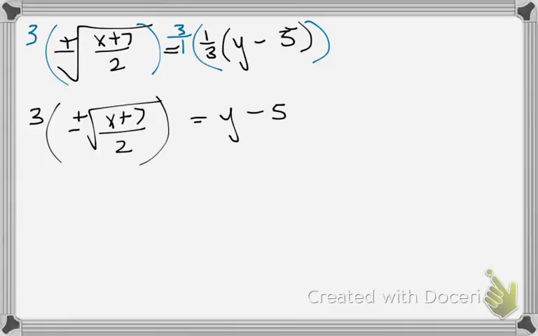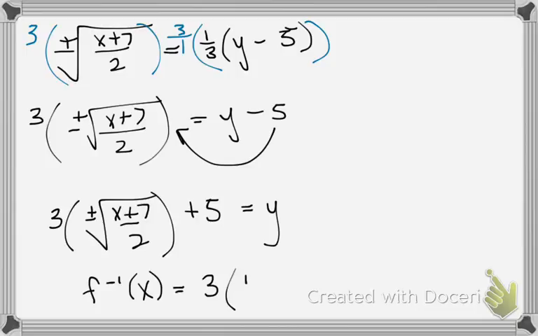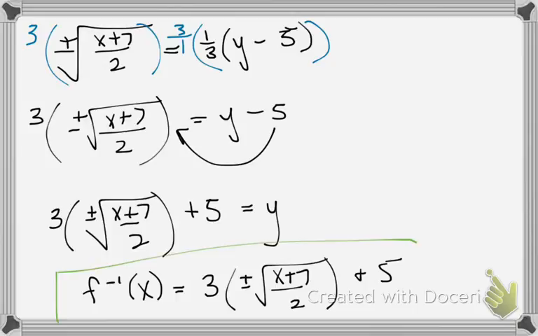Okay, now the last thing that I want to do is get this 5 isolated, so I'm going to have 3 times the square root of x plus 7 over 2, and then plus 5 equals y. Now we're just going to change back into function notation, so the f inverse of x equals this function. And that's our final notation.